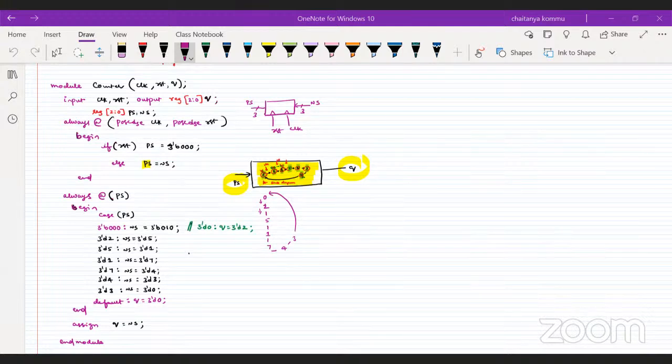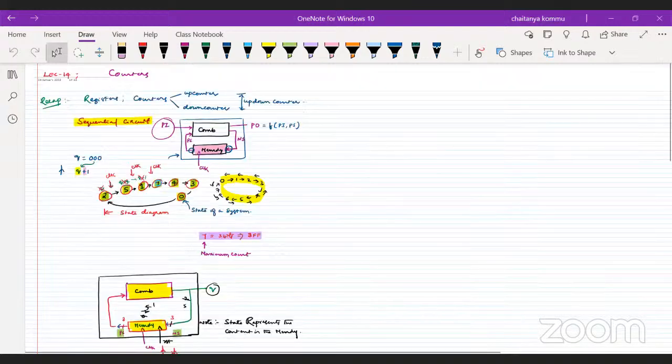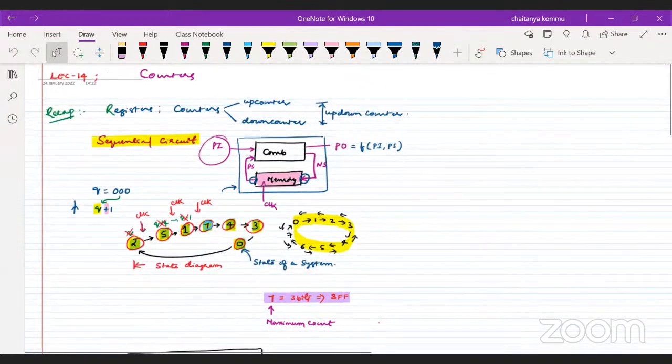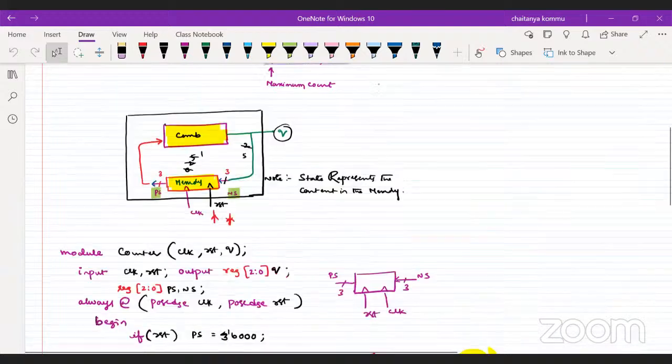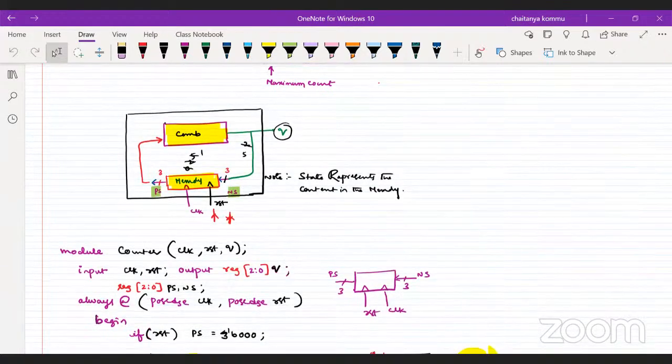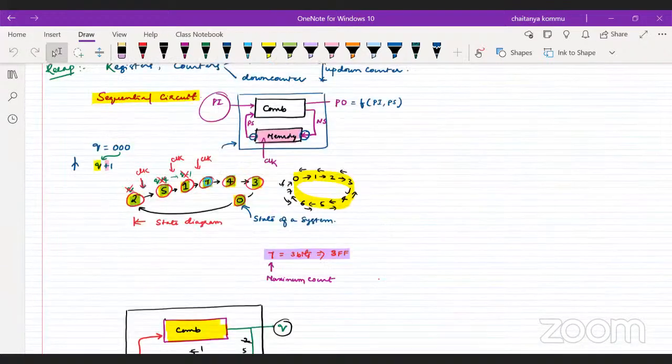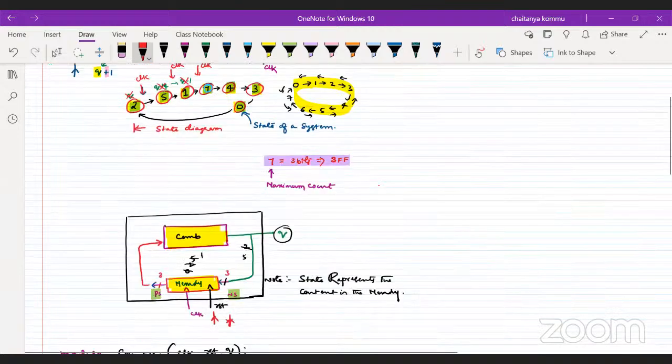Yesterday we have seen the counters, right? In the counters, counter is one of the sequential circuits. This can be implemented with the help of the state diagram, and each and every component in the state diagram has been shown in this particular diagram. And we have already written the code.